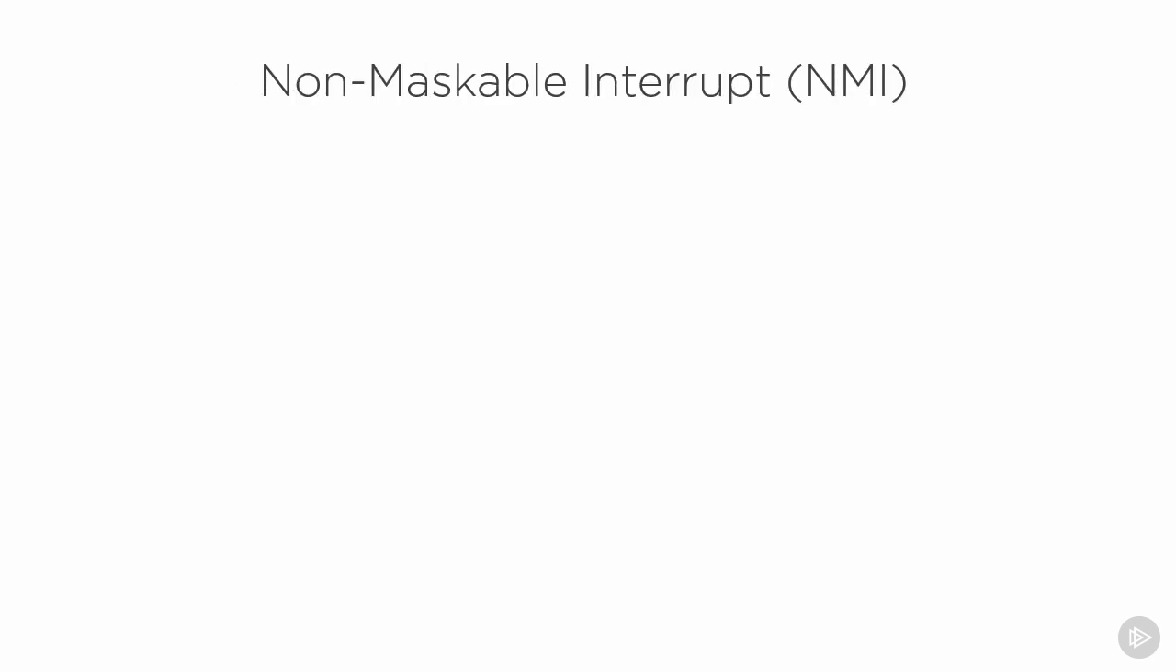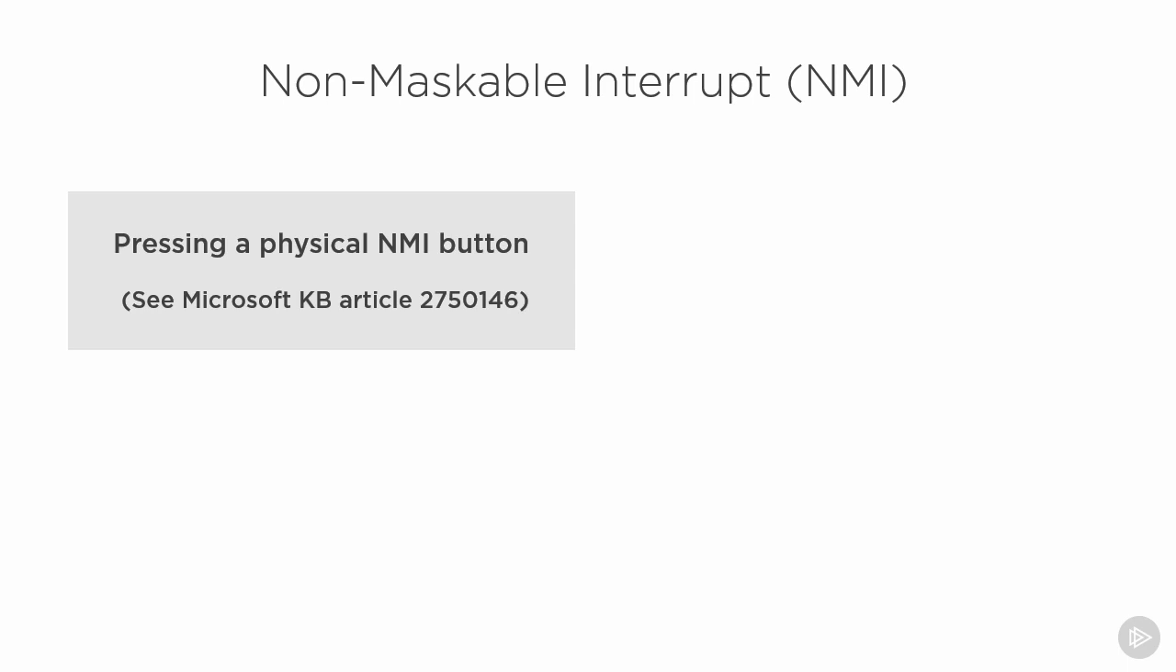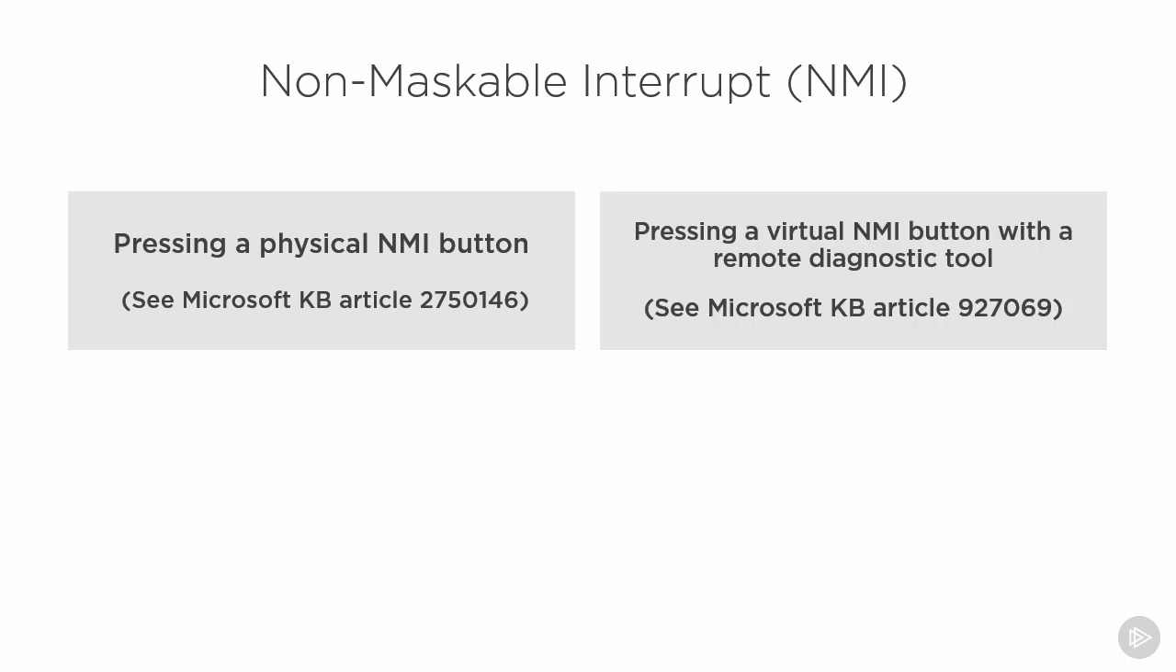The typical way to force a crash on a server is to use a non-maskable interrupt, or NMI. This can be accomplished in several ways: by pressing a physical NMI button. You can see the Microsoft KB article 2750146 where it describes how to do so. Or you can press a virtual NMI button via a remote diagnostic tool, such as the iLO on the HP servers. You can see Microsoft KB article 927069, which discusses how to do this.